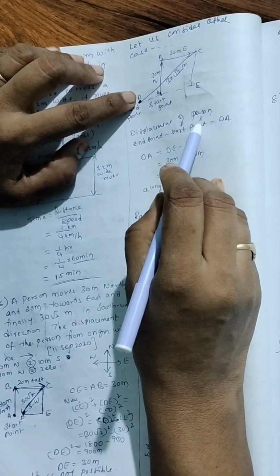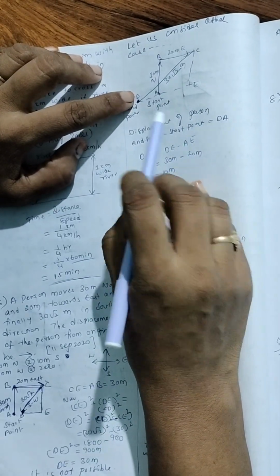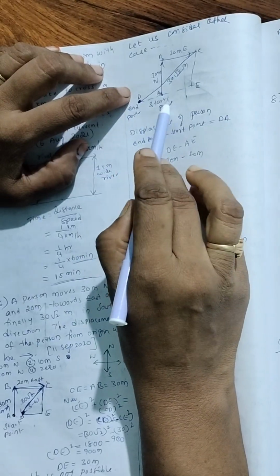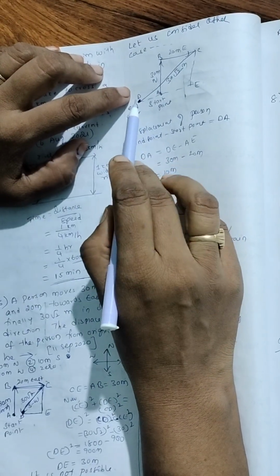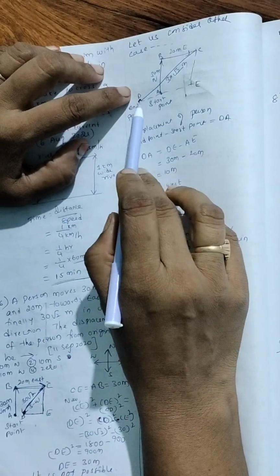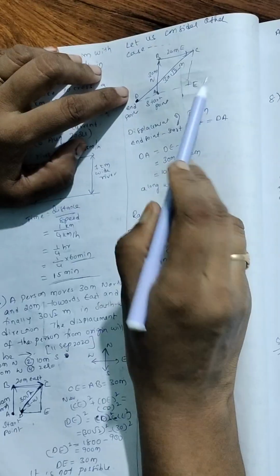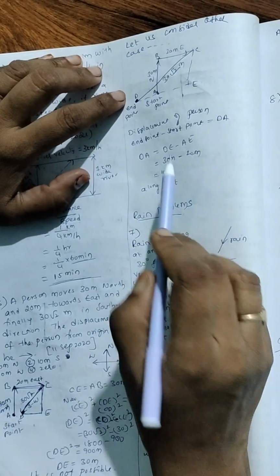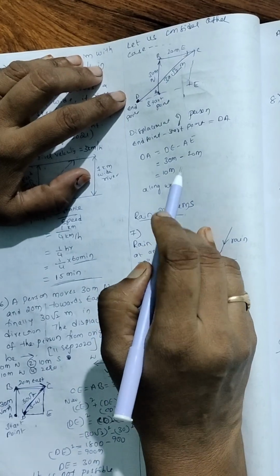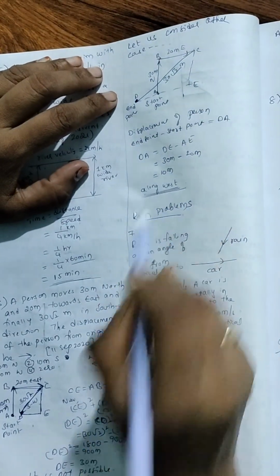Now, the displacement of the person, how will you take? Final minus initial, no? That is dA. Final minus initial, the total becomes dA. Now dA, how can you write? D minus AE. This is a straight line itself, no? 30 minus 20. DE we found as 30. 30 minus 20, 10 meters. So 10 meters along west he is going.